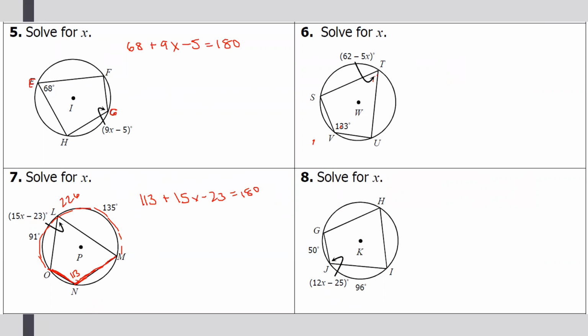And let's see, number 8, very similar idea. Angle J and angle H are going to be supplementary. We know angle J, but we don't know angle H just yet. But we do know angle H as an inscribed angle will be half of the arc inside of it. And the arc inside of it is going to be 50 plus 96, 146. And half of 146 is 73. So angle H is 73 degrees. So now you know angle J, and you know angle H, and you can use that to solve for X.